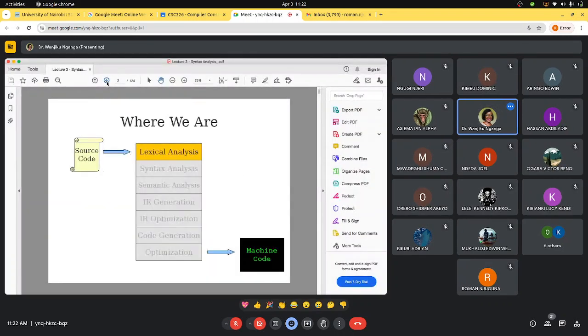Okay. So we know the stages that we need to go through. We start from the source code, we have the lexical analysis, then we go to syntax, semantics, intermediate code generation, optimization, code generation, and then target architecture specific optimization. And finally, we have the machine code. So we're already comfortable with the first stage, which is lexical analysis.